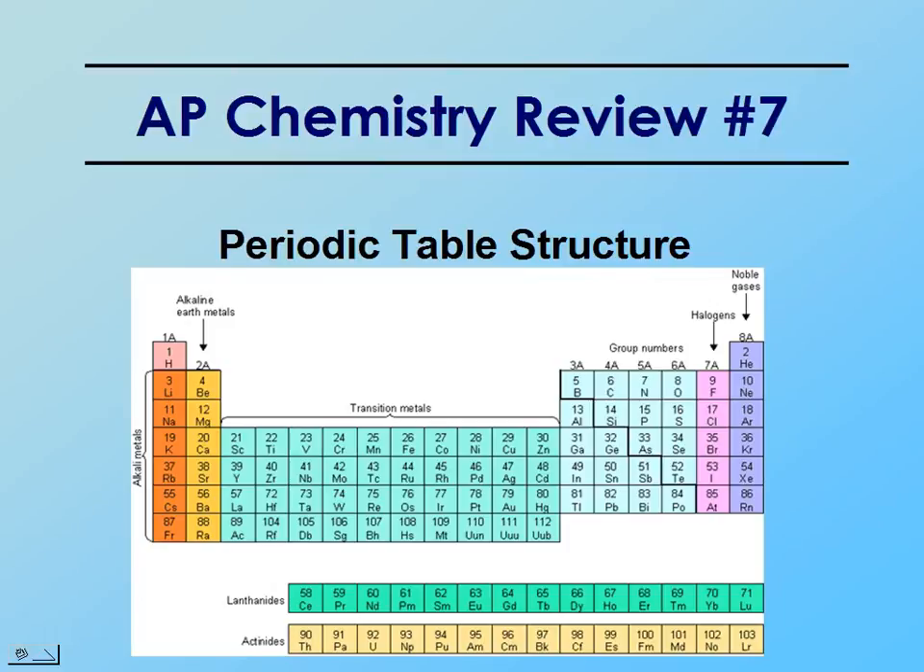Alright, compared to Review 6, Review 7 is going to be pretty short and sweet. Just reviewing the structure, the periodic table. You really need to make sure you focus on the alkali metals, the alkaline earth metals, the transition metals, your halogens, and your noble gases. Also, just please remember that periods run left to right, and that groups or families move from top to bottom vertically.